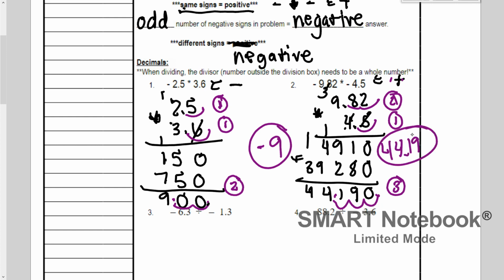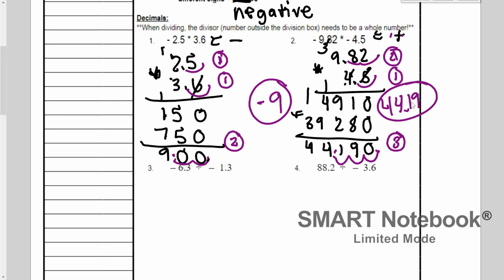Positive 44.19. All right, so that's multiplying decimals.